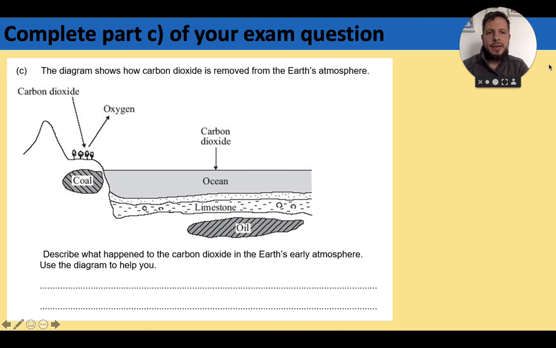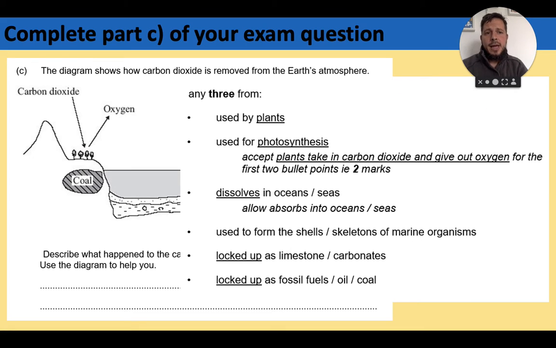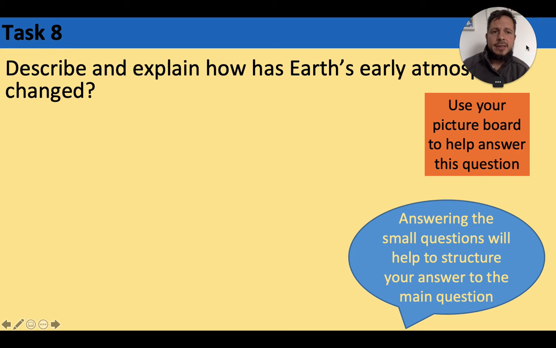Right, time to go back to our exam question and complete part C for me. So pause the video and have a go at doing this for me now, please. Okay, so any three from these would get you a mark: used by plants, used by photosynthesis, dissolved in oceans, used to form shells and skeletons of marine organisms, locked up as limestones, or locked up as fossil fuels.